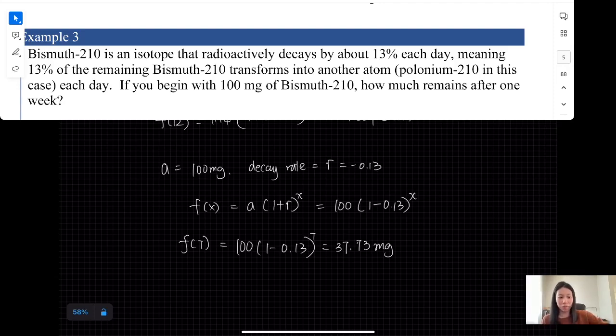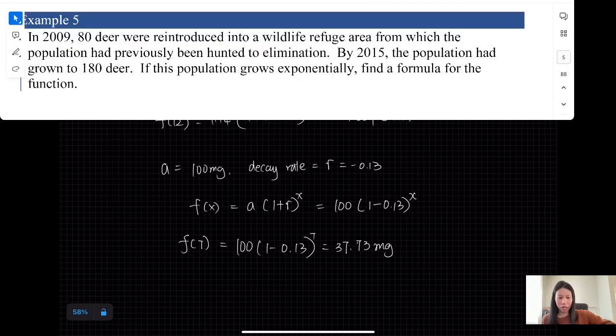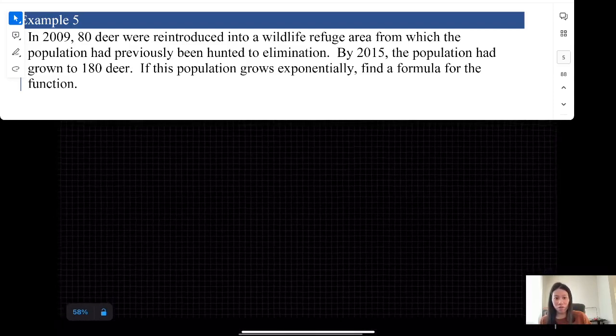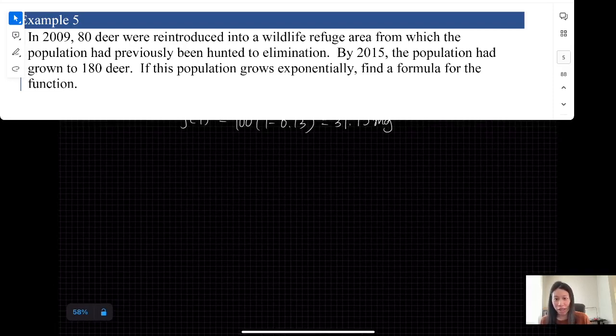Calculated by calculator. Okay, so what if I'm giving you 2 points and I want you to find the function? Let me find an example. For example, in this one, in 2009, 18 deer were reintroduced in a wildlife refuge area from which the population had previously been hunted to elimination. By 2015, the population had grown to 118 deer. If this population grows exponentially, find the formula for the function.